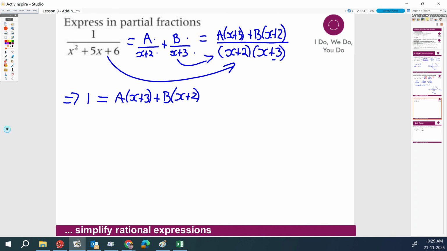It's really important that we're okay with this equation now. This denominator and the original denominator are the same. If these denominators are the same, then these numerators have to be the same, and then we have the same expression. So now we take this equation.